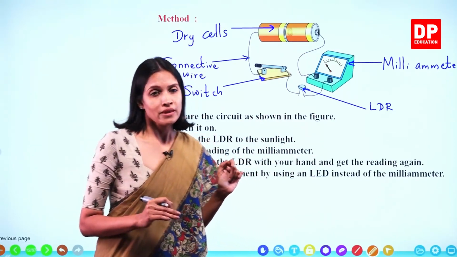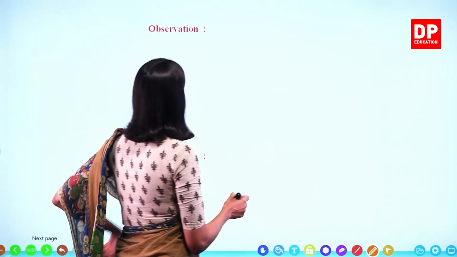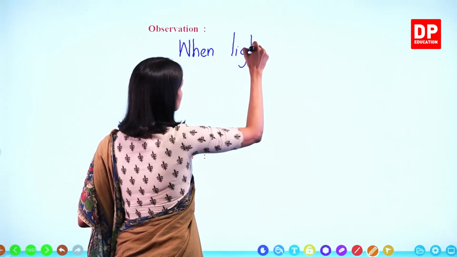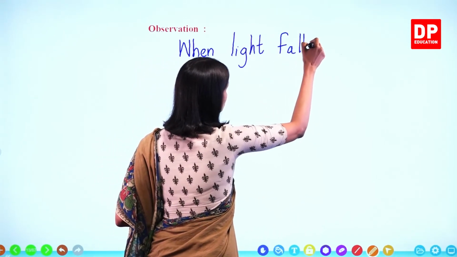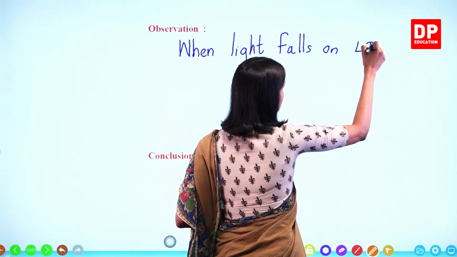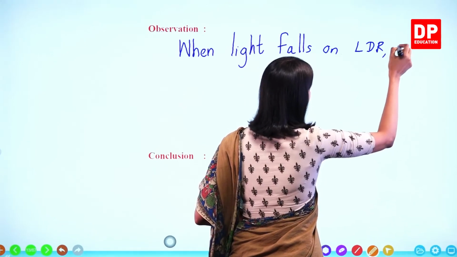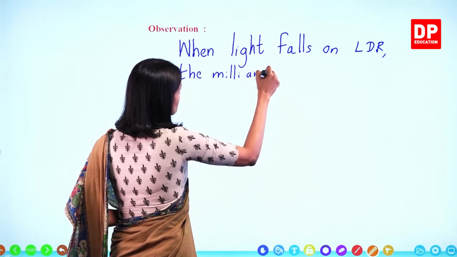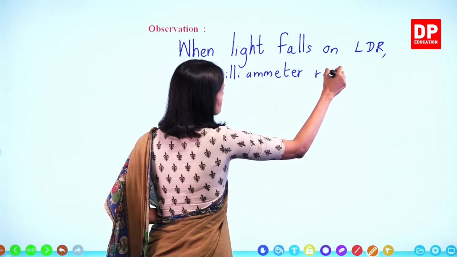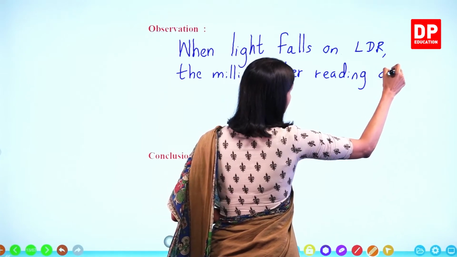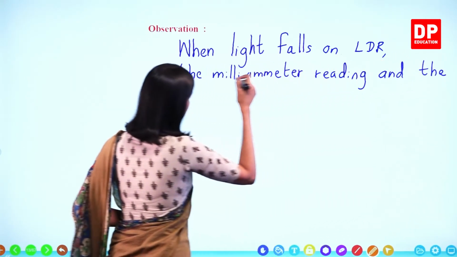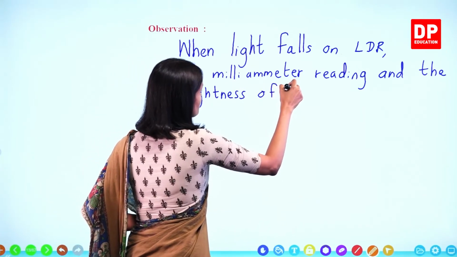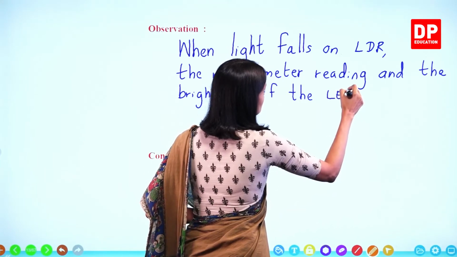Let's write the observations. Observation: when light falls on LDR, the milliammeter reading and the brightness of the LED increases.